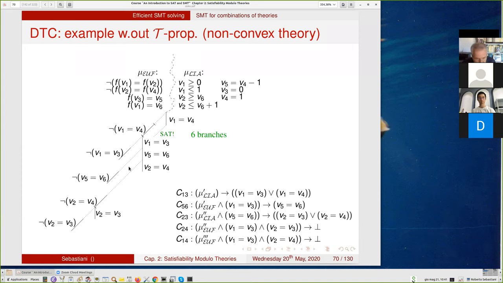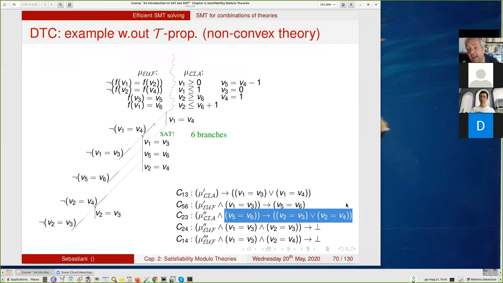This branch here corresponds to a deduction in UF. And this branch here, where is it? V2 equals V3. And this branch here corresponds to a deduction in UF. The rest are just the branches in this solving. So the first thing that we have learned is that we have traded deductions within the UF theory solver with the search in the Boolean part. But it's much more than this case.